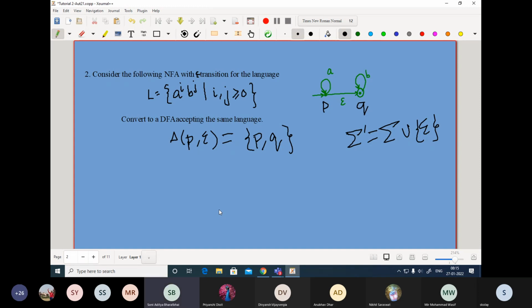Ma'am, can we do something like this: in the NFA diagram, we can make P the start state, and P the final state as well, meaning the accepted state, and replace epsilon with B. And from Q, if we get an A, we go to a state which is not a final state, and from that third state we stay there. Okay, I'll just draw whatever you're saying. Just give me 1 minute.